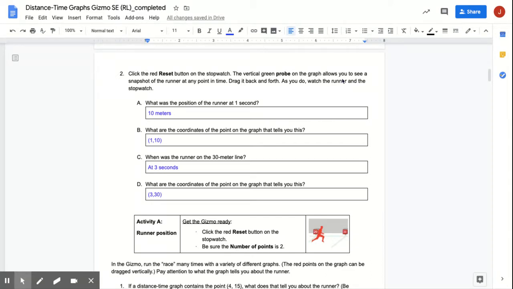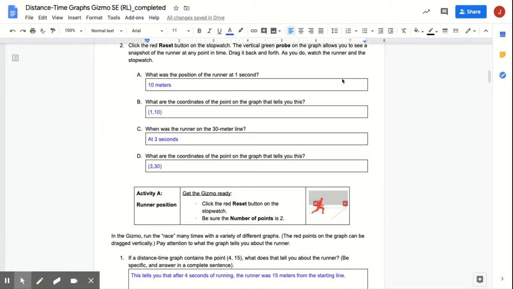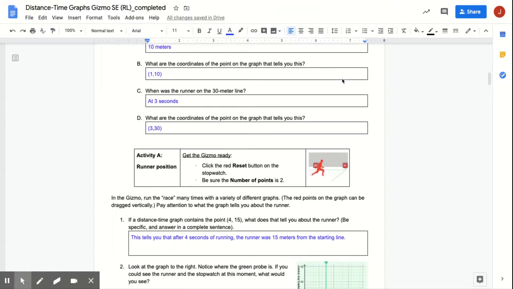Okay, so it's telling you how your variables and your coordinates all kind of go together. At 1 second, the runner was at 10 meters, so that coordinate pair is 1, 10. What is the runner at the 30-meter line? That's at 3 seconds, and the coordinate pair is 3, 30.